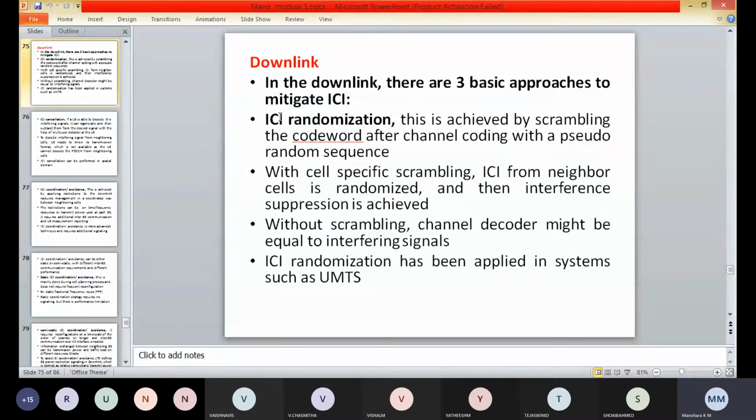Without scrambling, the channel decoder might be equally matched to the interfering signals as to the desired signal on the same radio resources. ICI randomization has been applied in systems such as UMTS.